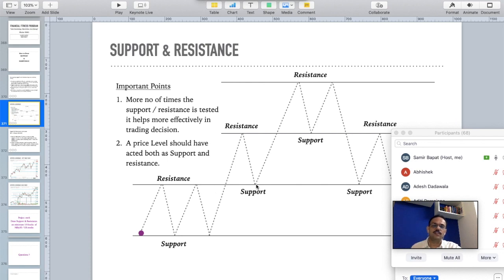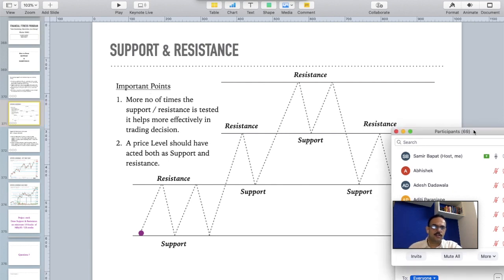So at least we want 3 contacts for choosing anything as a support or resistance price level. As a rule, we need at least 3 contacts, and it should have acted both as a resistance, like it has acted here as a resistance, and as a support. Once we find 3 contact points as support and resistance, we will give importance to that price level. Otherwise we will not, and that level will not be very effective to buy when the price comes to that level.